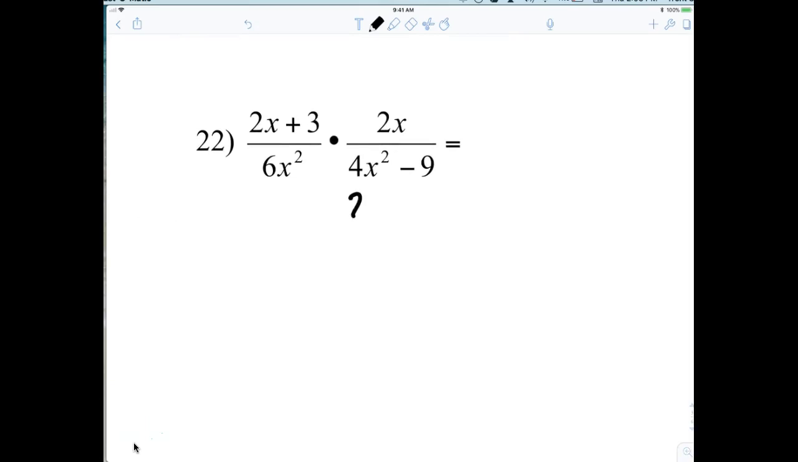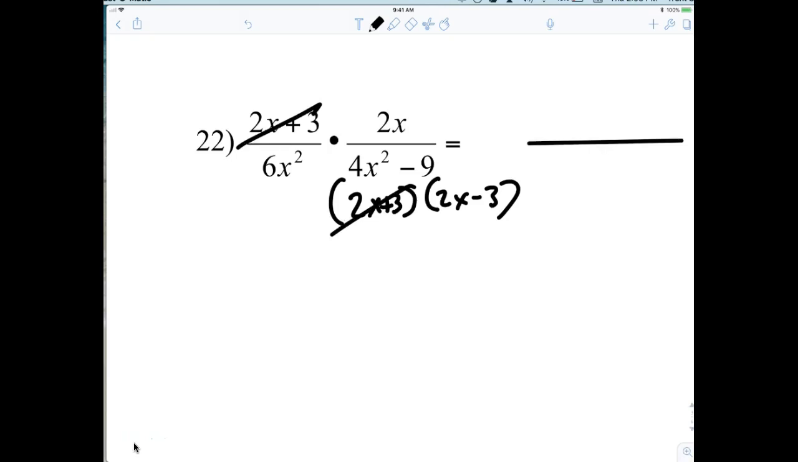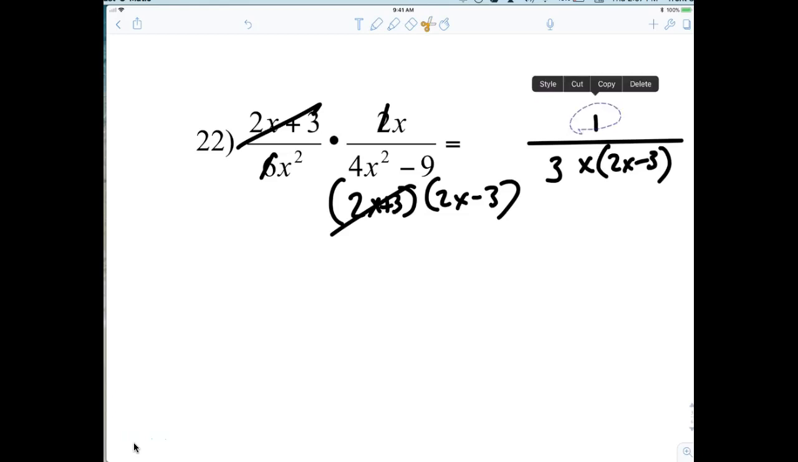The only thing I really have to worry about here is this is 2x plus 3 and what? 2x minus 3. Is everybody happy with that so far? And then what happens to the 2x plus 3's? They cancel. So now let's make a fraction bar. Now, does everybody see the 2 and the 6 reduces to 1/3? And now I have an x and an x squared, so that gives me an x on the bottom. And then it looks like a 2x minus 3 is on the bottom also. So my answer is 1 over 3x times the quantity 2x minus 3. Is everybody good with that? That's not hard at all.